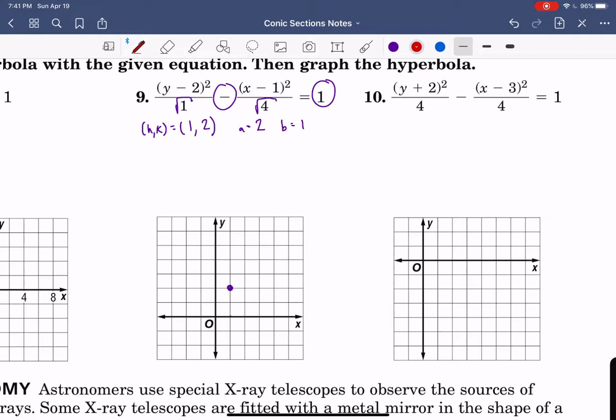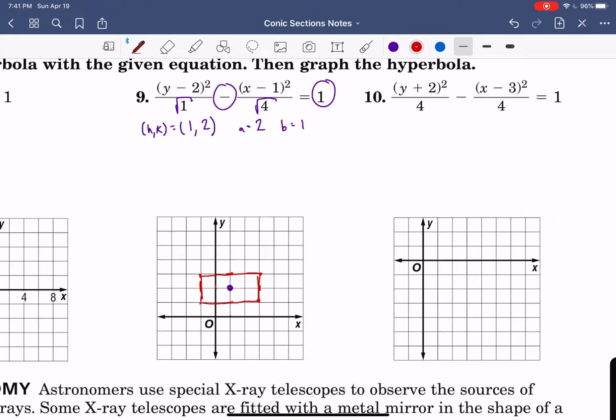Step 2 is graph the box. So we use our a and b. So a is left and right. So we go 1, 2 to the right, 1, 2 to the left. And then our b is up and down. So we go 1 up and 1 down. So here's our box. And this is where the hyperbola is never going to go in.